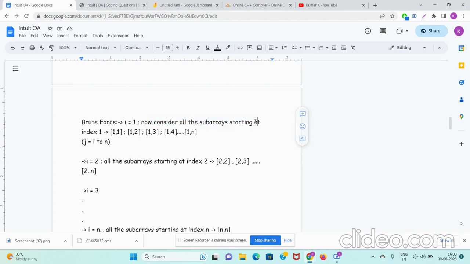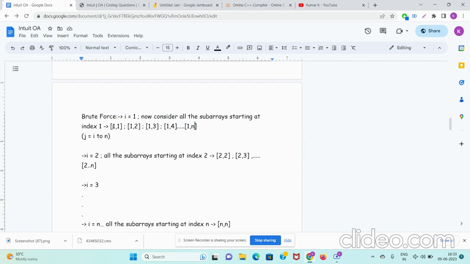Now consider all the subarrays starting at index 1: 1 to 1, 1 to 2, 1 to 3, 1 to 4, till 1 to n. Okay. Now coming to the next part, what can we do? We consider all the subarrays starting at index 1, from 1 to 1, 1 to 2, 1 to 3, 1 to 4, till 1 to n.